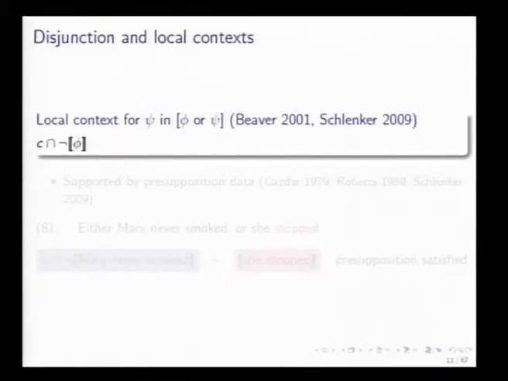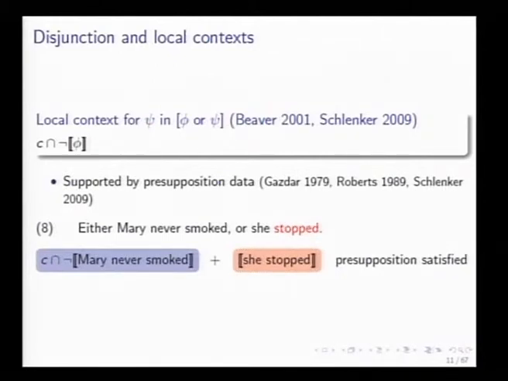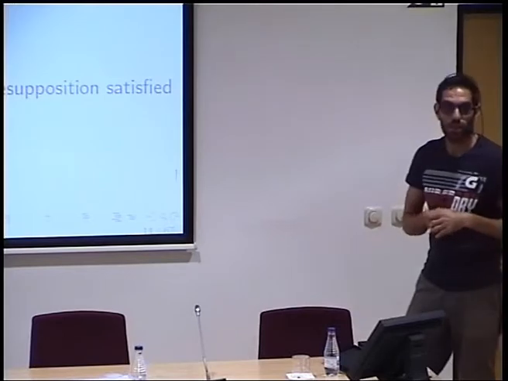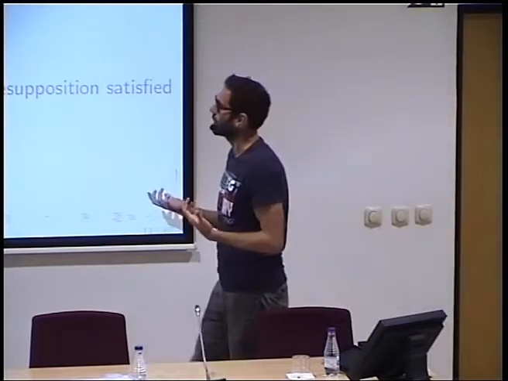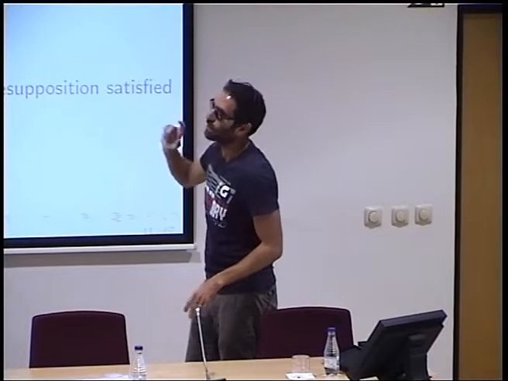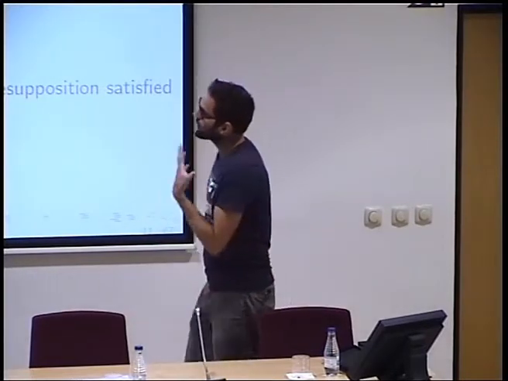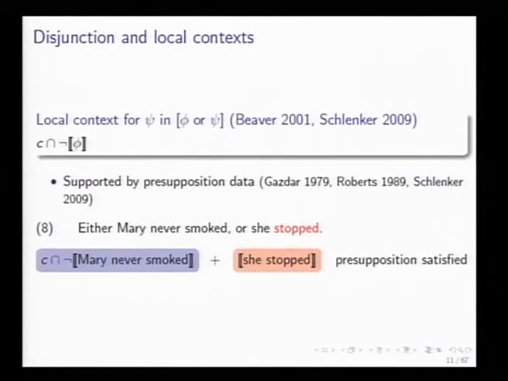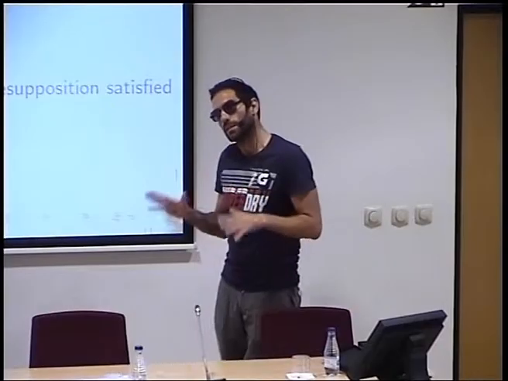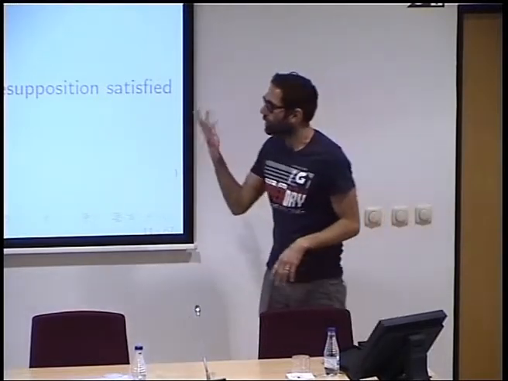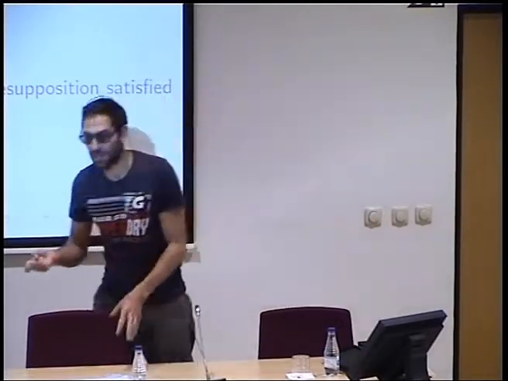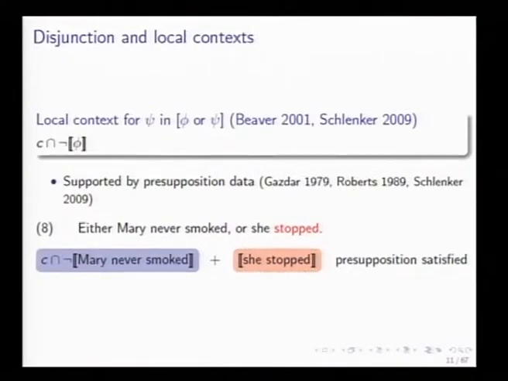Okay? As before with conjunction, which we didn't talk about, this is supported by presupposition data. In particular, it's supported by the fact that a sentence like 8, either Mary never smoked or she stopped, appears presuppositionless, so it's fine in any context. And this is predicted if you have that local context for the second disjunct, because any context updated with the negation of "Mary never smoked" is going to entail the presupposition that Mary stopped, which is that Mary used to smoke. So you predict that this presupposition is always filtered, and you predict that 8 should be intuitively presuppositionless. So a correct prediction here.